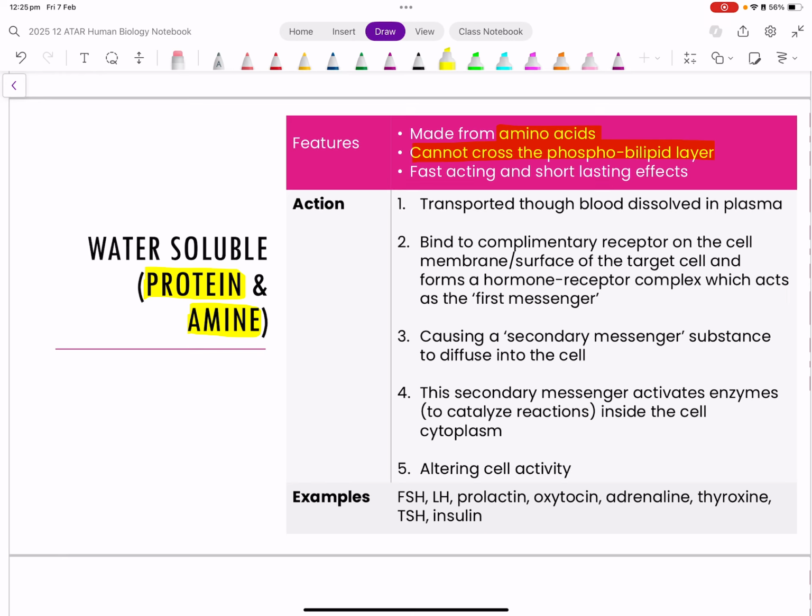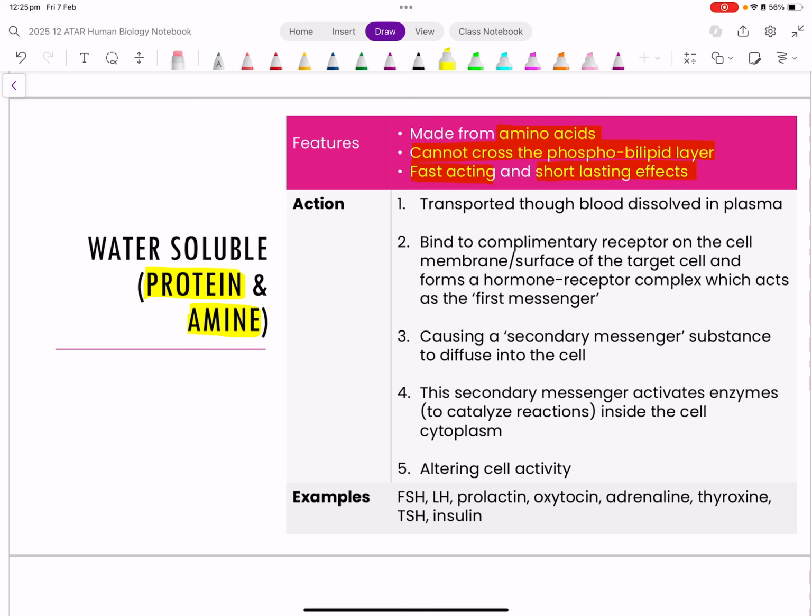So you may remember the phospholipid bilayer from year 11 human biology, and you may remember that this is made up of these lipid molecules, okay, these hydrophobic molecules scared of water. When we talk about these water-soluble hormones, then they can't cross this bilayer, so there needs to be some different mechanism in place for the hormone to have an effect on this cell. What we do know about these hormones is that they act very quickly, however they have quite short-lasting effects.